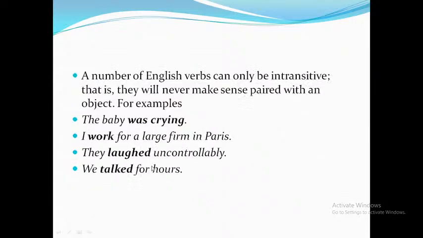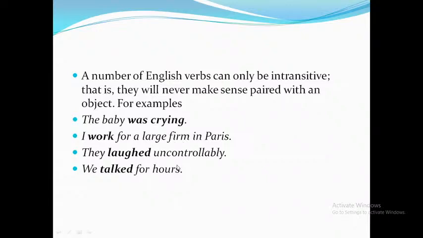Very good. So a number of English verbs can only be intransitive, that is, they will never make sense paired with an object. For example, the baby was crying. Number 2, I work for a large firm in Paris. So here, in sentence C, there is no object. They laughed uncontrollably. And next one is, we talked for hours. So all these sentences we have completed, but without any object. So this is called an intransitive verb.